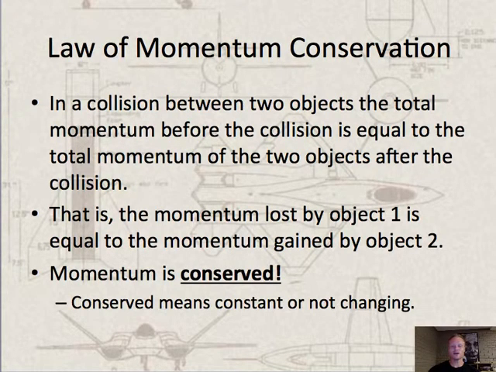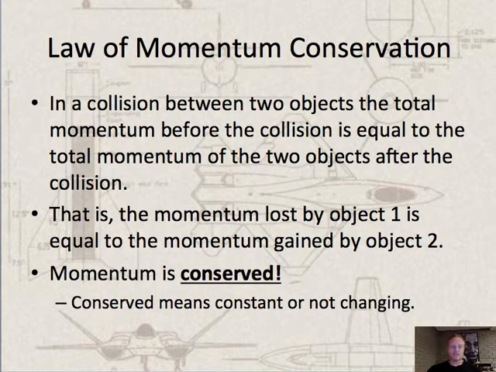There's this thing called the law of momentum conservation. Basically, what that law says is that when two objects collide, their total momentum, so the momentum of object 1 and the momentum of object 2, after the collision is equal to the total momentum before the collision. So the total momentum before the collision is equal to the total momentum after the collision, no matter how you want to say it.